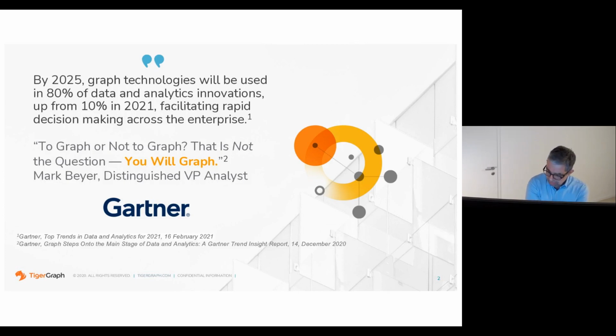Before we go into the technology, let's hear what the analysts have to say about graph technologies. Gartner says that in 4 years from now, graph technologies will be used in 80% of data and analytics innovations, and that is up from 10% this year. And thus facilitating the rapid decision-making across the enterprise. So not only we at TigerGraph, but also Gartner thinks it's not a question of if you want to do it. The question is when you will start and the vendor you want to go with.